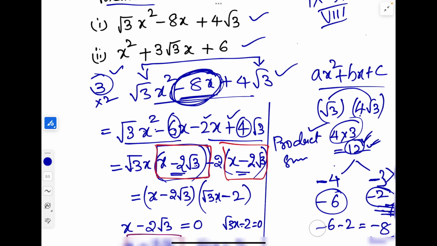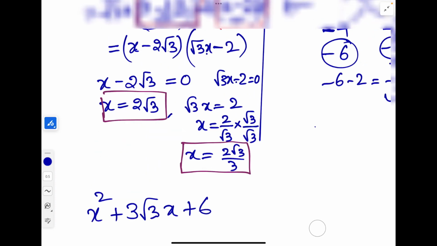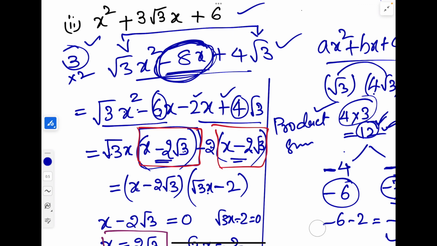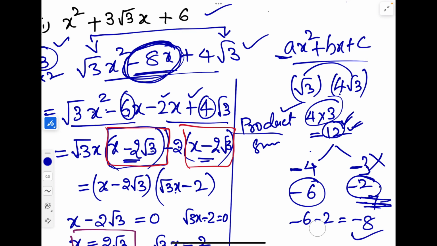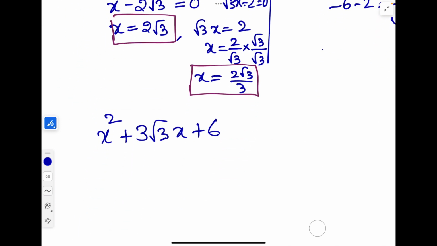Second question is x square plus 3 root 3x plus 6. Children, the difference between the first and the second question is, in the first question, A and C terms were given in square roots, that means radicals. A is the coefficient of x square and C is a constant. Whereas here the coefficient of x, that means B in the standard form, is given in radicals.